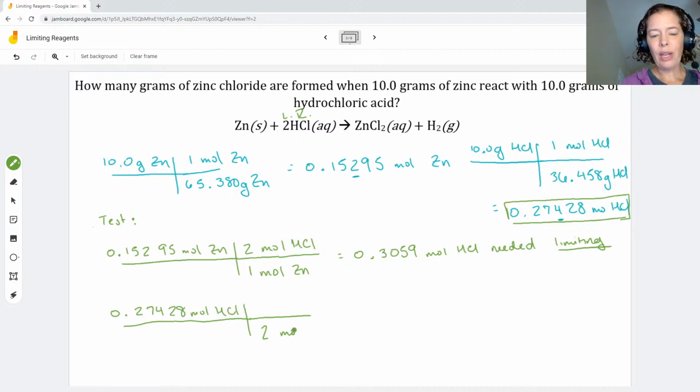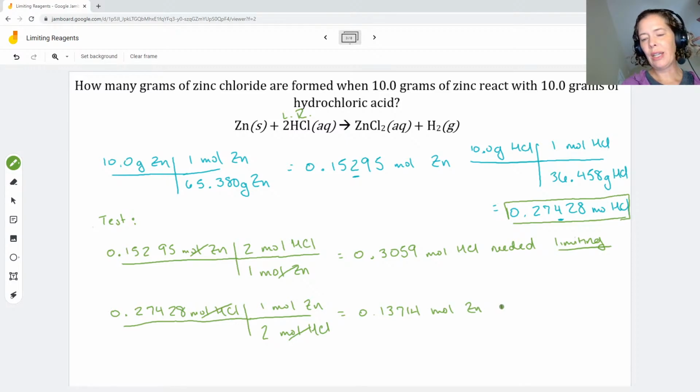Okay, so make sure the hydrochloric acid cancels. Oh, you know what? I should say that canceled 2 there, just so we're clear. And this gives me 0.13714 moles of zinc needed. All right, so if I'm going to use up all my hydrochloric acid, I need to have at least 0.13 moles of zinc. Okay, let's go to the storage closet.